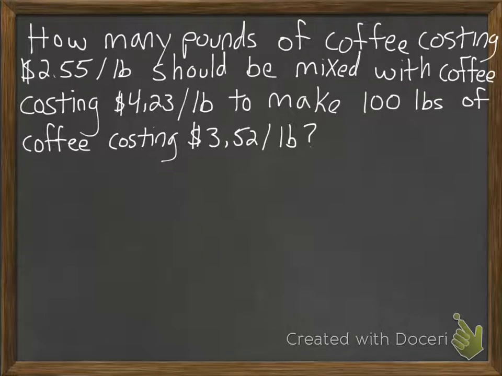Okay, we have a problem here where we want to find how many pounds of coffee. We have two kinds of coffee. One costs $2.55 per pound, another costs $4.23 per pound. And you might imagine that maybe the more expensive one's not selling very well, so you decide to mix it in with some of the cheaper one to form a cheaper batch that costs $3.52 per pound.